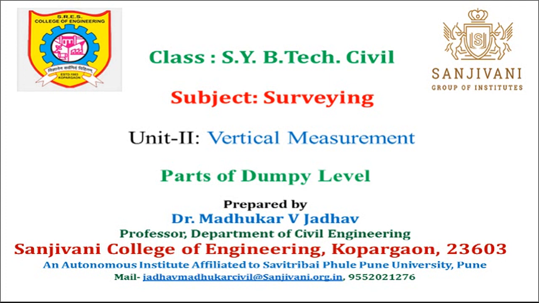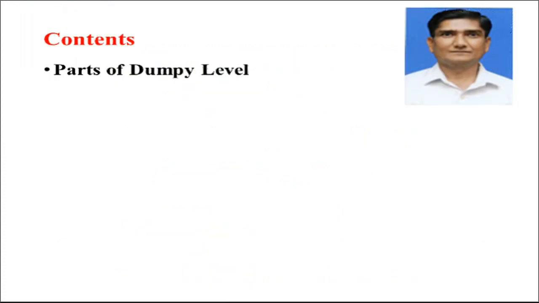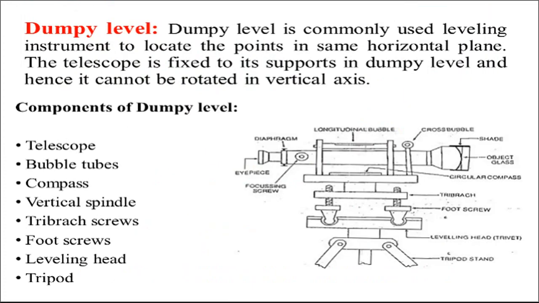In the previous lecture, we have seen the various types of benchmark. Then we have seen some important terms used in leveling, such as line of sight, back sight reading, foresight reading, change point, and finally we have seen the leveling instrument or level and then the leveling staff. In this lecture, we are going to study the various parts of a level. In that, we are starting with the dumpy level.